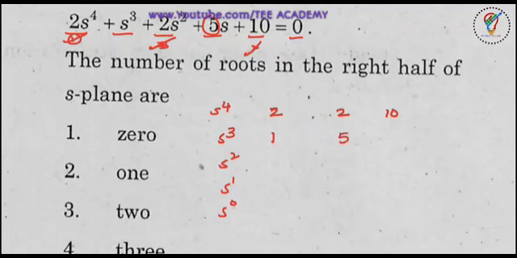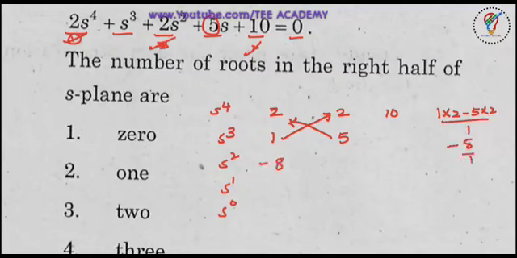Now the important thing here is the cross multiplication. First you cross multiply: 1 into 2 minus 5 into 2, divided by 1, the coefficient here. That is 2 minus 10, which means minus 8 by 1, so we consider it as minus 8. Next, 1 into 10 minus 0 into 2, divided by 1. 1 into 10 means 10, 10 minus 0 by 1, so it is 10 here.